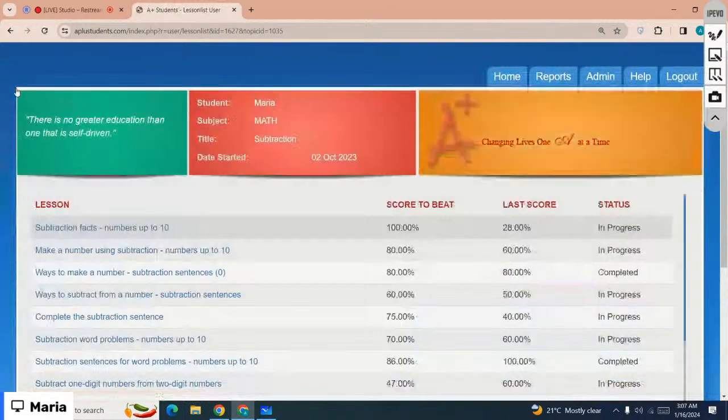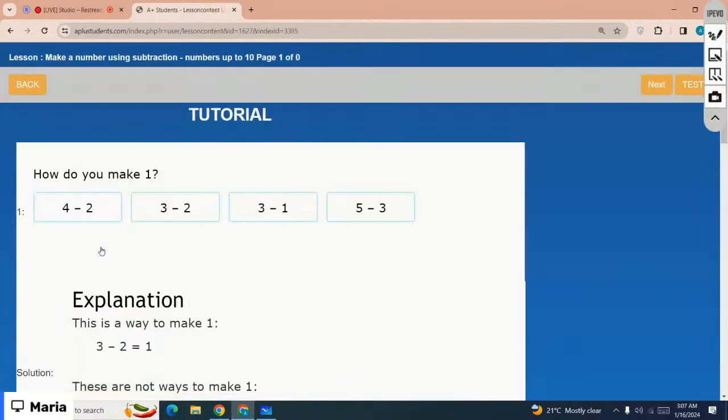The next one is make a number using subtraction. So let's just see how do we make a number using subtraction. How do you make one? Basically you are given more than one option. You have to see which two numbers when subtracted make one. So let's start with the examples.